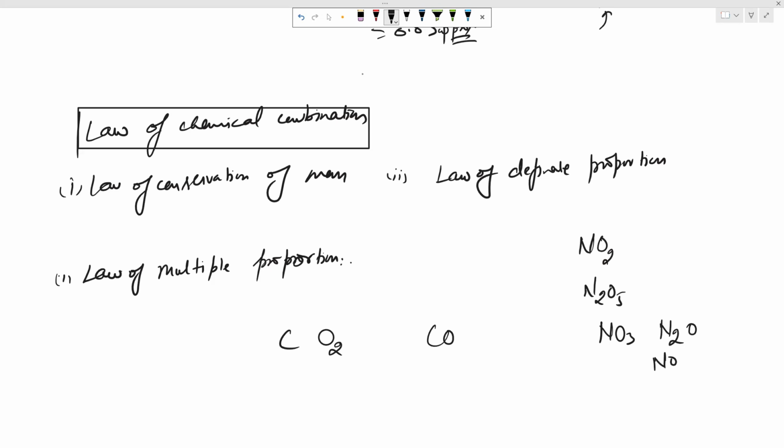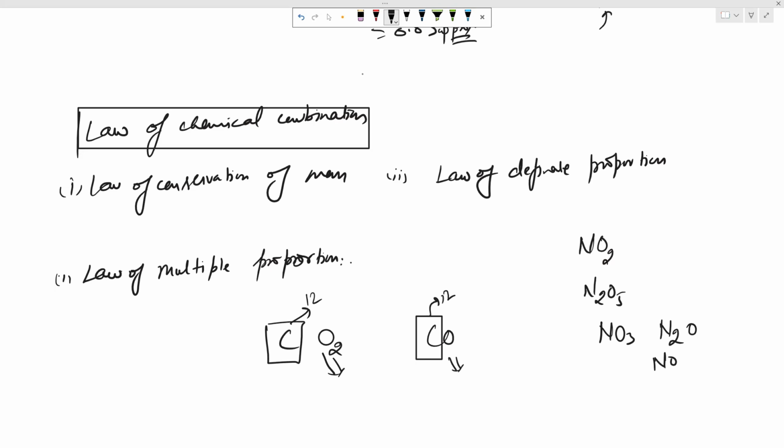So if I fix the mass of one element, here it is 12, and here this is also 12, then the mass of the other elements will be in the simplest ratio.